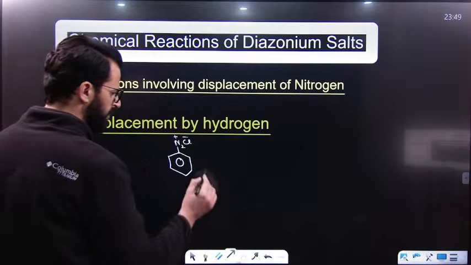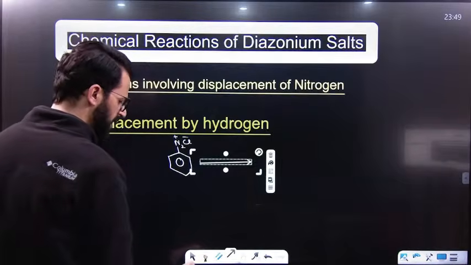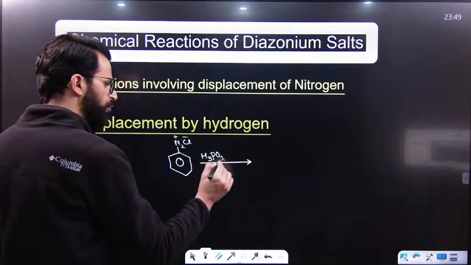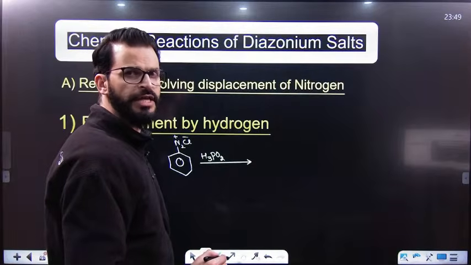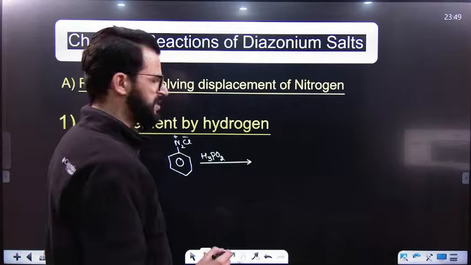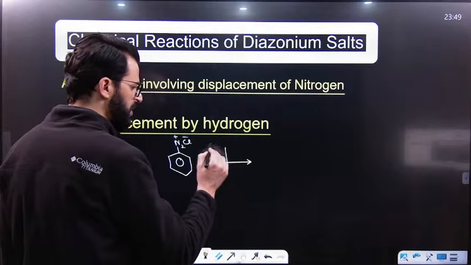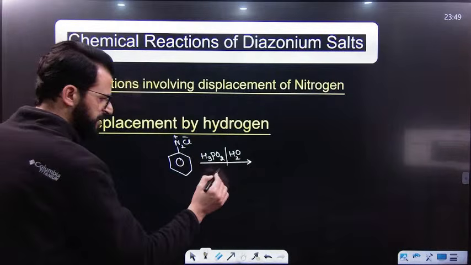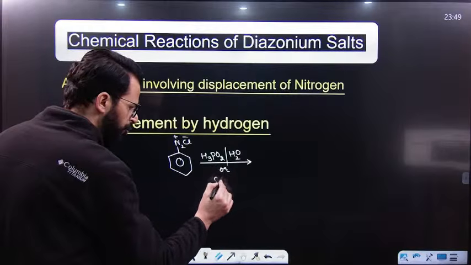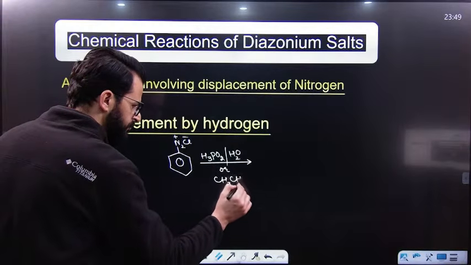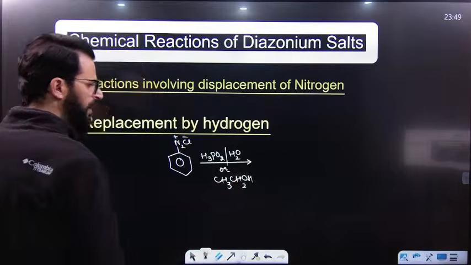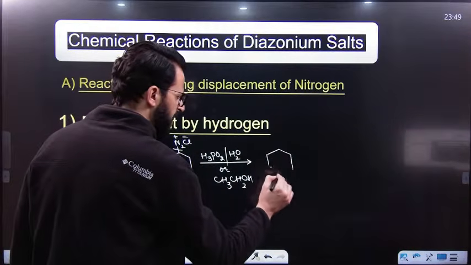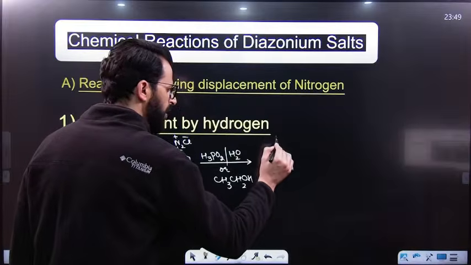Have a look. We will replace this by using H3PO2. H3PO2 is known as hypophosphorous acid or phosphinic acid. Hypophosphorous acid in presence of water. This is the first reagent. Or you can use ethanol. But remember what will happen: this N2 will be lost. Instead of that N2, there will be hydrogen.